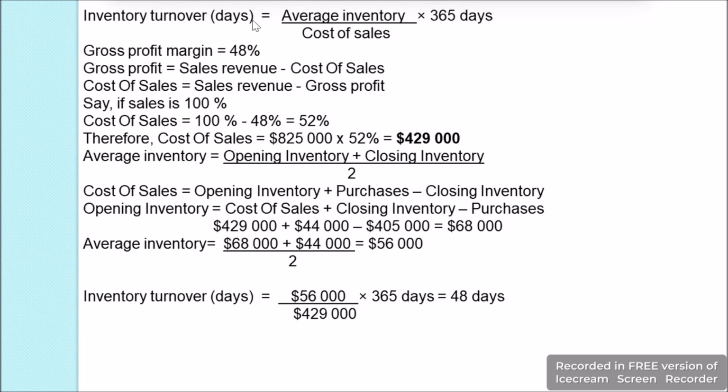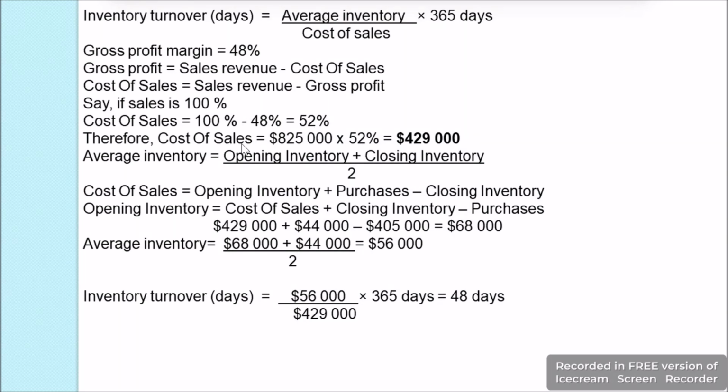Next we have inventory turnover in days, which is equal to average inventory divided by cost of sales times 365 days. We don't know the cost of sales, but the information which is given is gross profit is equal to 48%. You see, gross profit is equal to sales revenue minus cost of sales. So if we want to find the cost of sales and we take it to the other side, cost of sales is equal to sales revenue minus the gross profit. Sales revenue is divided into two parts, that is cost of sales and gross profit margin. So if it is 100%, cost of sales will be equal to 100 minus 48%, which will be 52%.